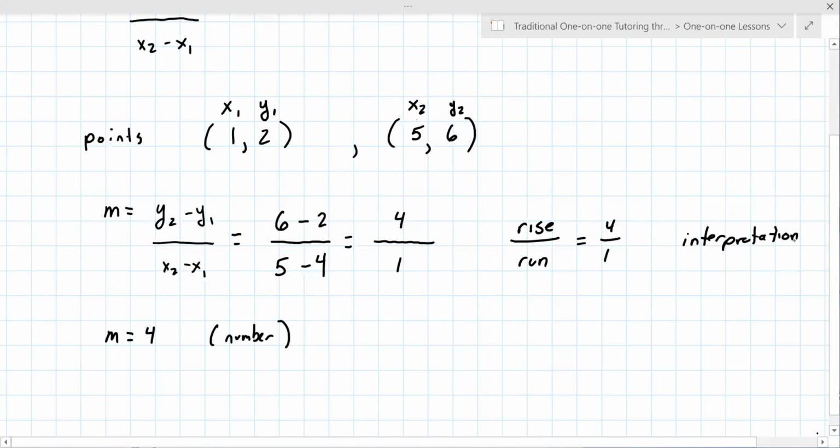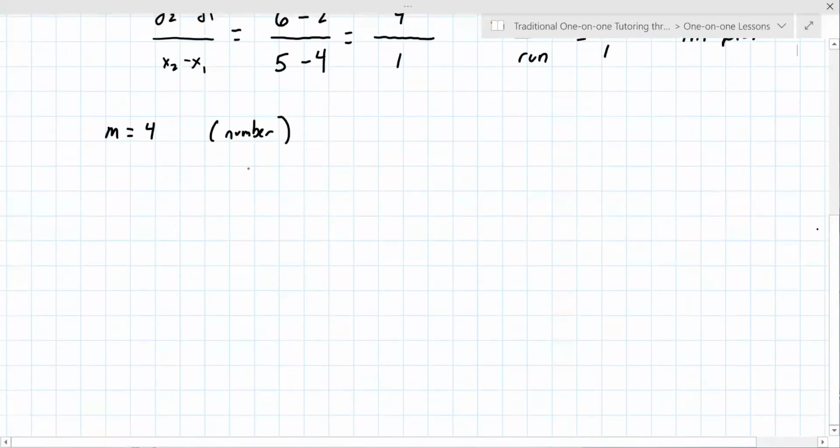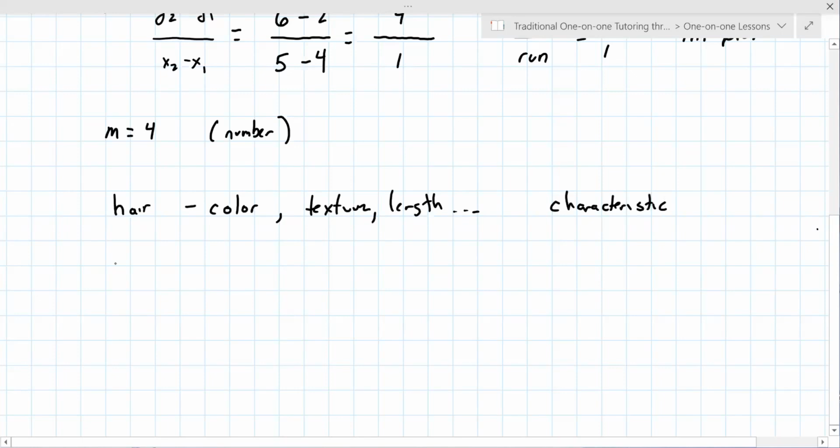So what exactly is the definition of slope? Think of it as if I were to ask you about your hair, you could tell me the color or the texture or the length. You could give me characteristics of it. So slope is a characteristic of a line. Okay, I'm going to write that.